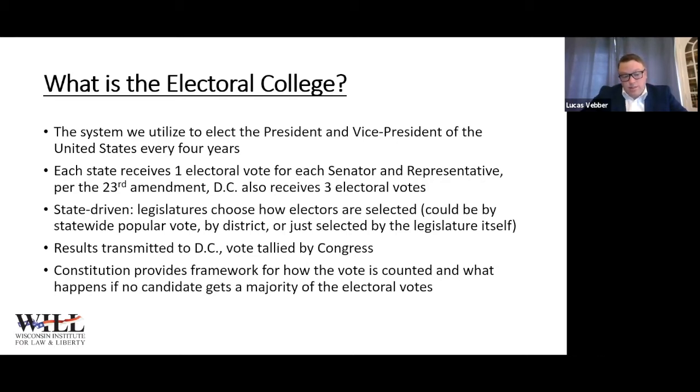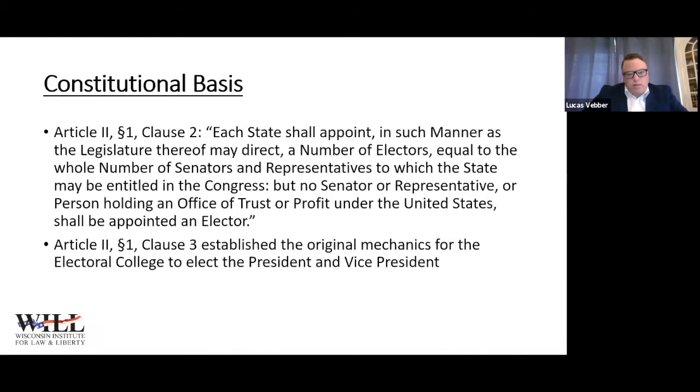Results from the states get transmitted to DC. Congress tallies those votes until we have a clear majority of electoral votes committed to one candidate. The Constitution provides the framework for how that vote is counted. What happens if no candidate gets a majority of electoral votes? We'll talk a little bit about this going forward. The constitutional basis for the Electoral College is in Article 2, Section 1. And there I just have the quote of how each state gets their electors.